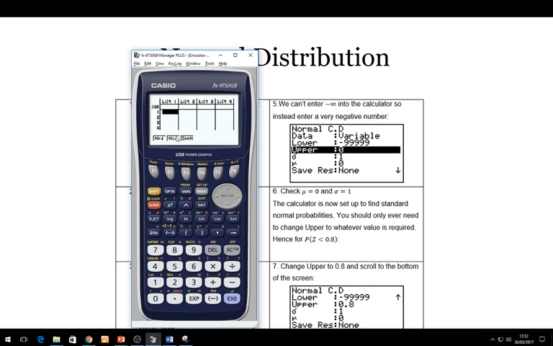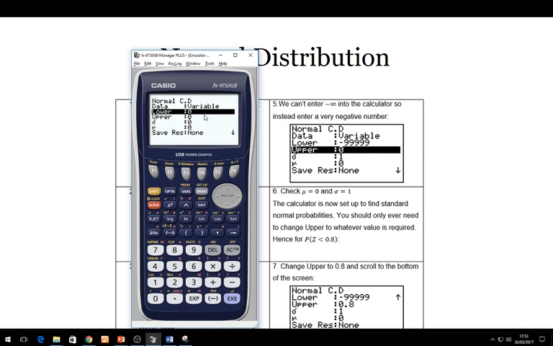But to actually work out probabilities, we're going to need this one here, NCD. The first one you'll never use. NPD is not useful to us at all, so completely ignore that one. So under NCD, you'll go in, and the first thing you will probably see if your calculator is freshly set up is that it says data and list. Now we don't want to use any list data, so we need to change the setting here to say variable, and then you should see lower and upper appear.